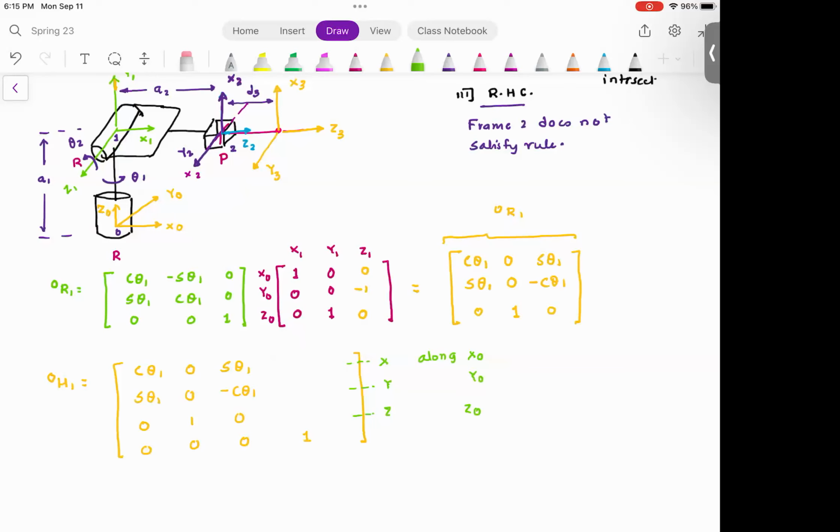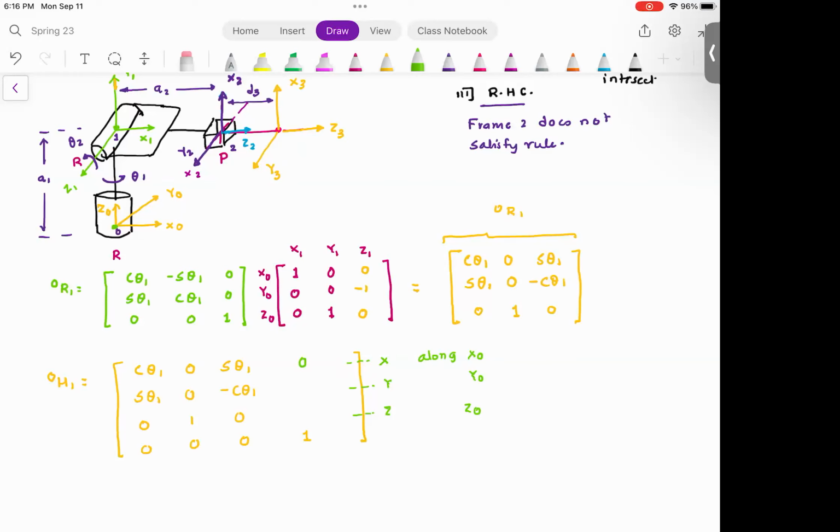So let's check this out. As we discussed earlier, this relationship must be valid for all the values of theta, which means my frame number 0 is over here and my frame number 1 is over here. The distance between these two frames should be valid for all the values of theta 1. Everyone understood this? Can you see that frame number 0 and frame number 1 along x0 are aligned with a distance of 0? Are you with me?